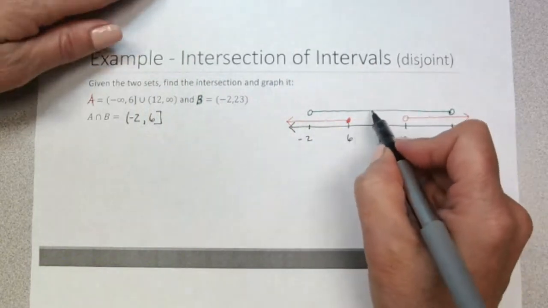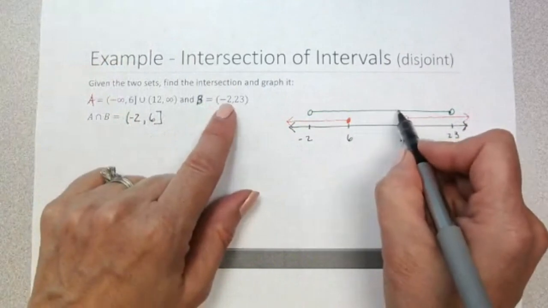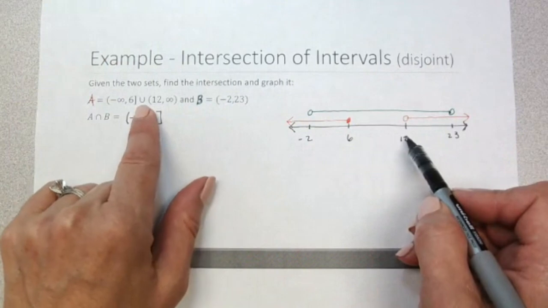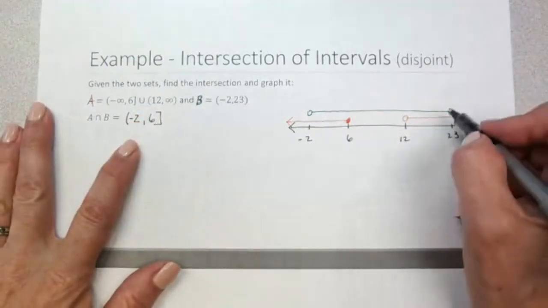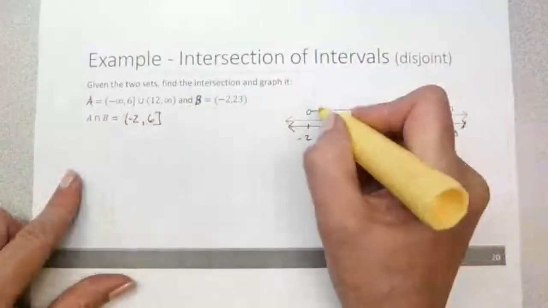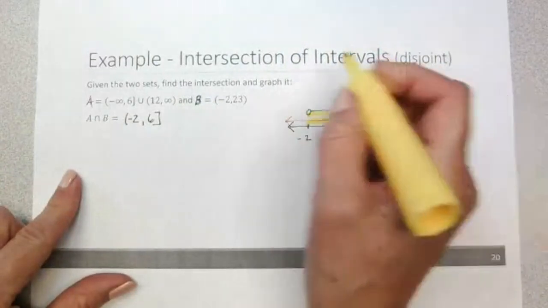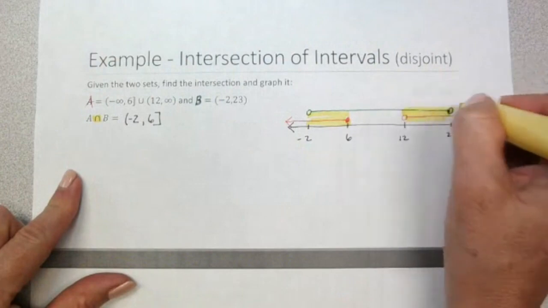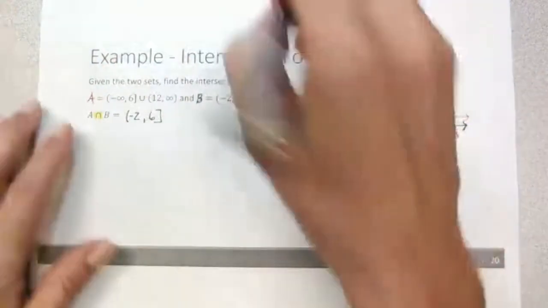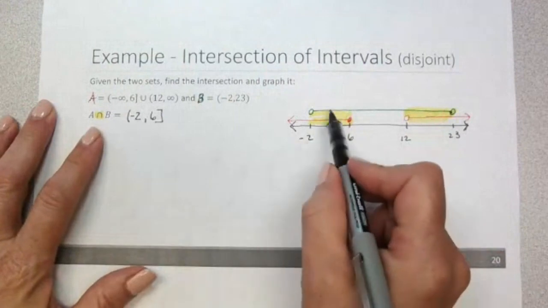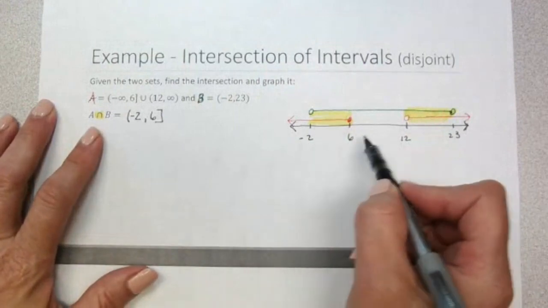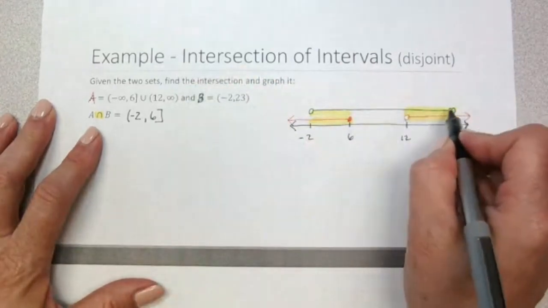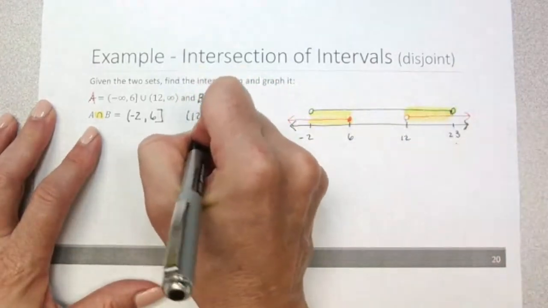Between 6 and 12, we only have set B occurring, right? All those elements between 6 and 12 are not included in A, so they can't be in the intersection, right? But there's overlap again. We have overlap from here to here. And we also have overlap from here to here. So A intersected B. First overlap is between -2 and 6. The second overlap is between 12 and 23. And it looks like it's open at both ends there.